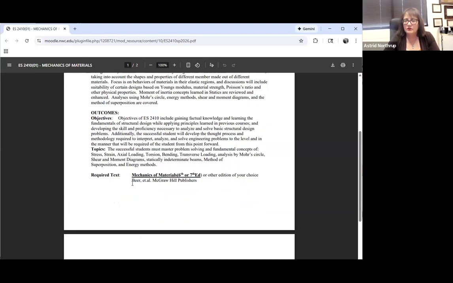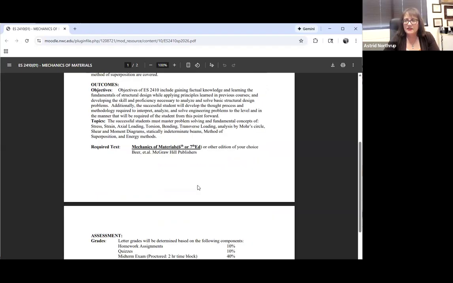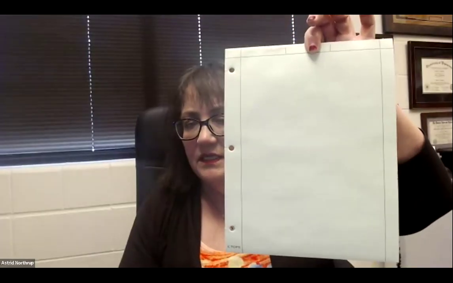What we hope to accomplish, and what the successful student will accomplish, is to gain factual knowledge and learning of fundamental structures and designs, and to develop skills and proficiency necessary to analyze and solve basic structural design problems. You also develop the thought process and methodology required to interpret, analyze, and solve engineering problems to the level and in the manner that will be required of the student from this point forward. So what that means specifically is that you will be doing problems on engineering comp paper and that they will be in very, very nice format.